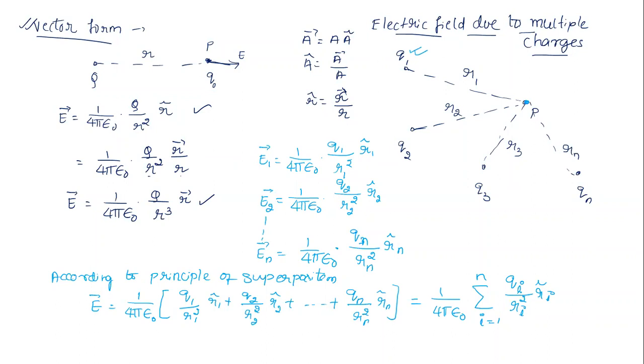If I give i equal to 1, you get the first term. If I give i equal to 2, you get the second term. If I give i equal to 3, you get the third term. If I give i equal to n, you get the nth term.